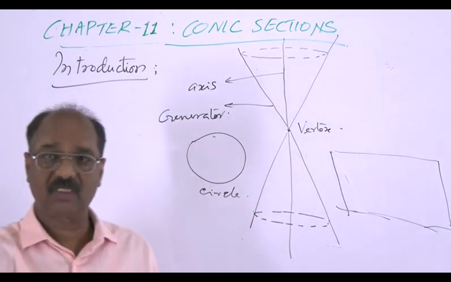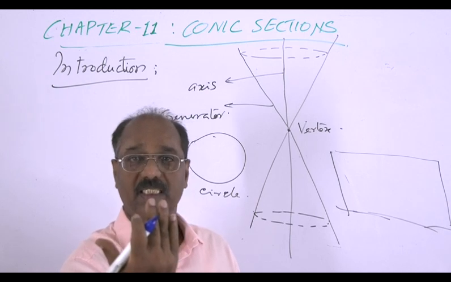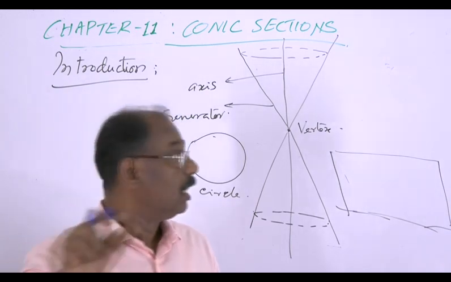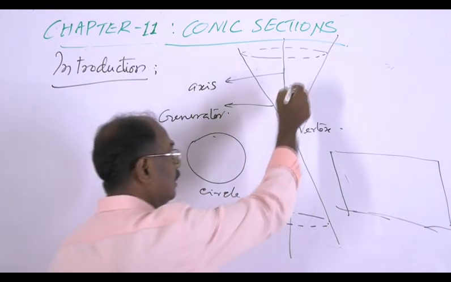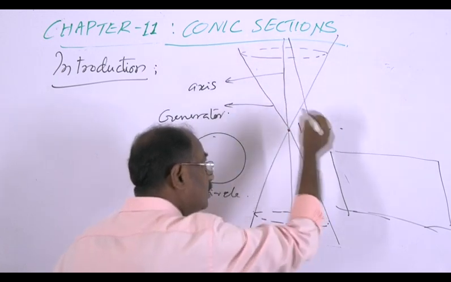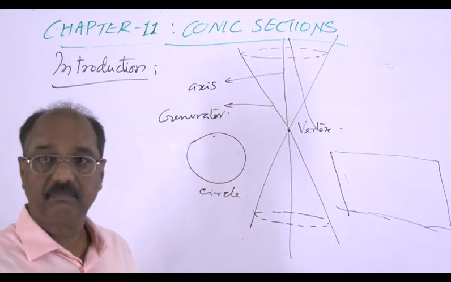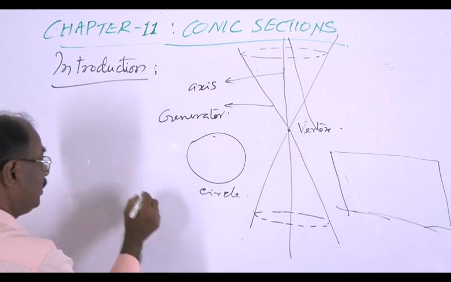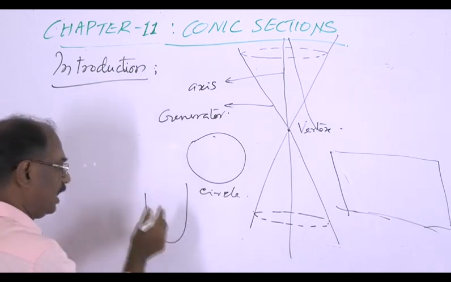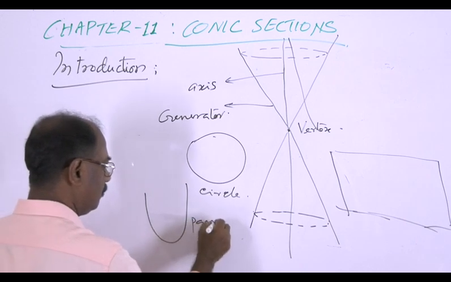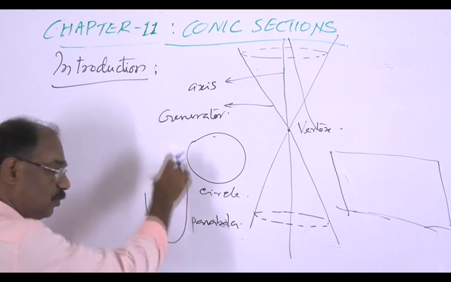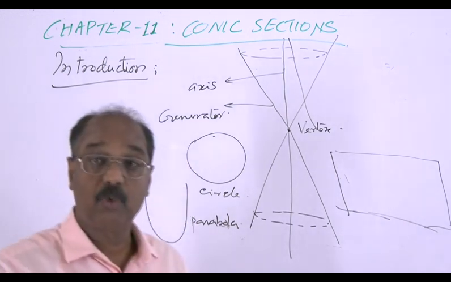Horizontally, then we get the cross section. Cut and look at the cross section. It is a circle. And suppose the plane cuts in this form, like this. Then the cross section will be of this form, and this is called a parabola. This curve is called a parabola.